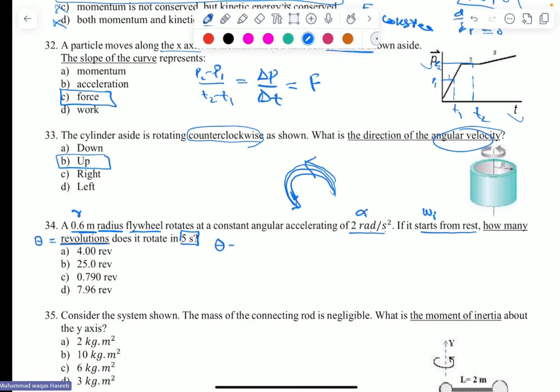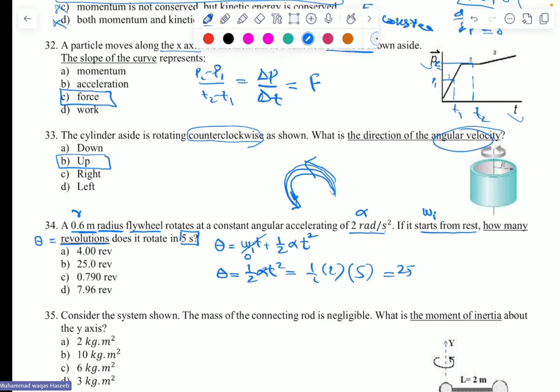So theta is omega i t plus 1 half alpha t squared. Omega i is 0, so this term is 0. So we are left with 1 half alpha t squared. So 1 half alpha is 2 and t is 5. So you will get 25 radians. When you are measuring in circular motion, the angle is in radians. So this is 25 radians, but this is not revolutions.